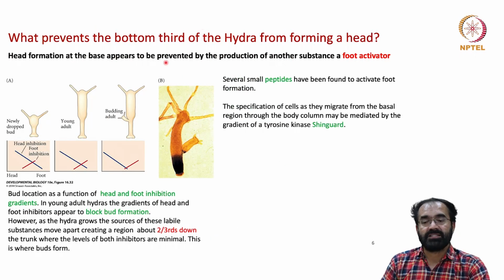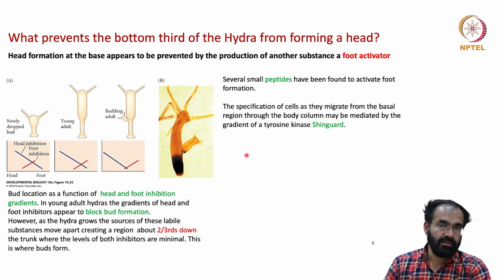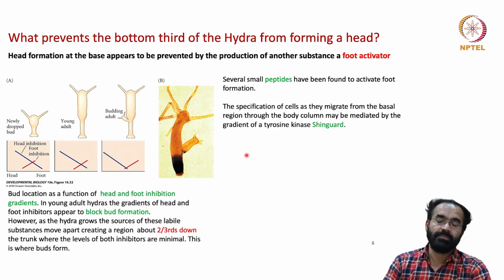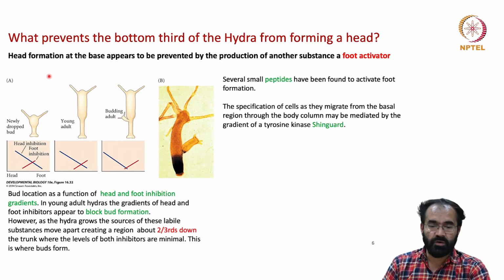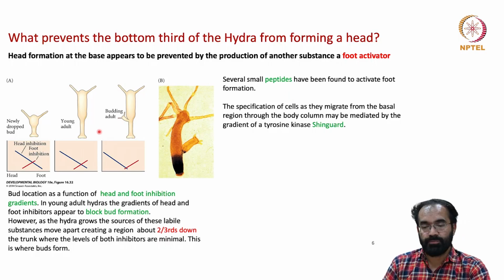So what prevents the bottom of the hydra from forming a new head? Normally you can think, oh, the inhibitor is faded off from the bottom, so why don't heads start appearing from the base? It doesn't form from the base. It forms somewhere midway, lower. If you cut hydra into 3 pieces, piece 1, piece 2, piece 3, it will come between piece 2 and piece 3 region. That means it forms in the lower 2/3 region. So you can see in this picture, several small peptides could have been contributing to this.